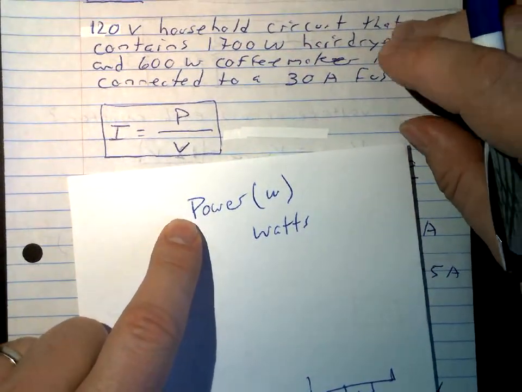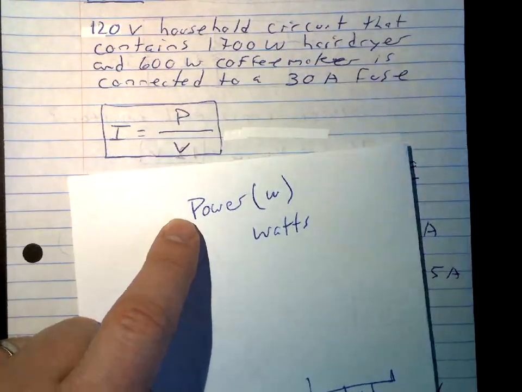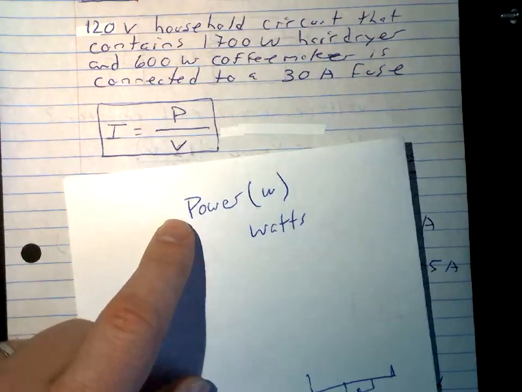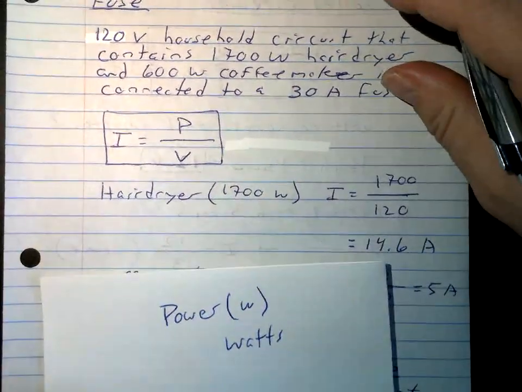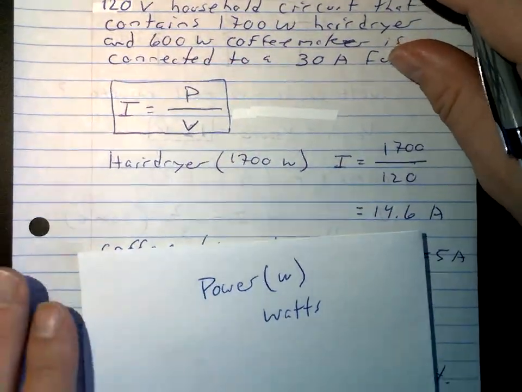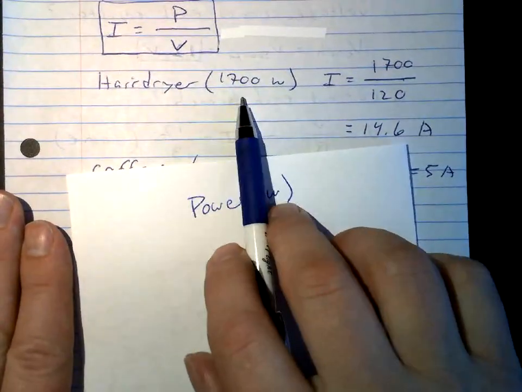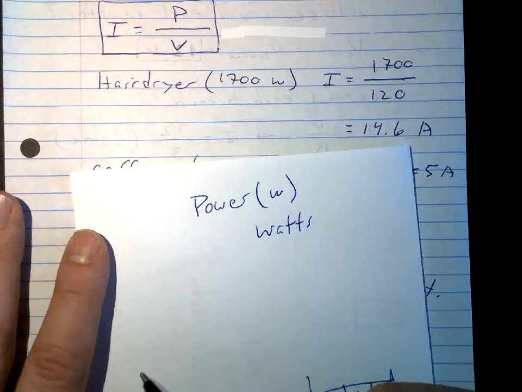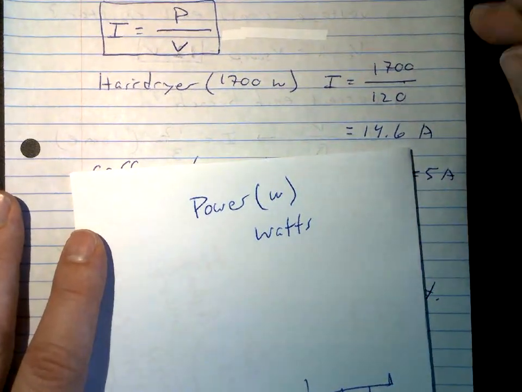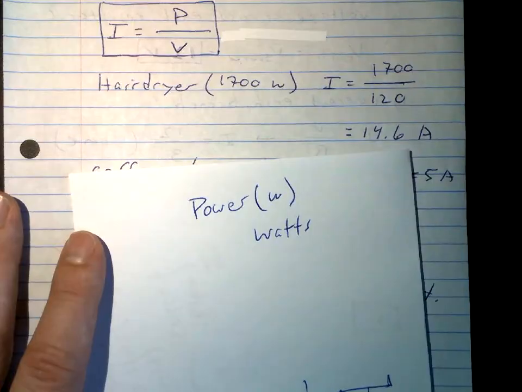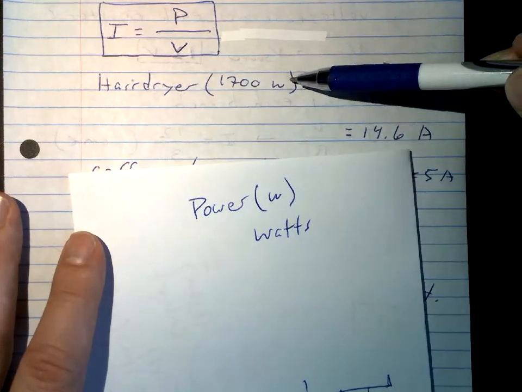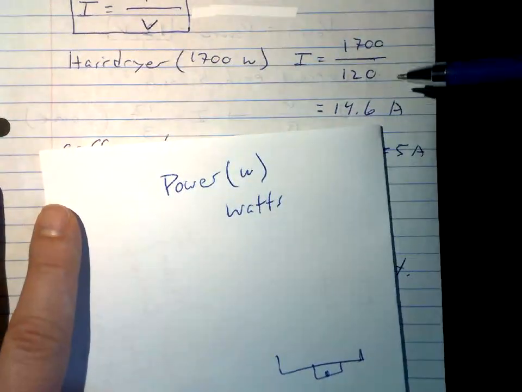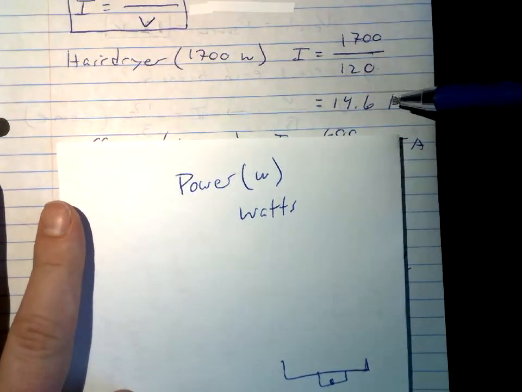So what's the power in my hair dryer? How much power am I using really? Here's my hair dryer. It uses this many watts. Hair dryers use a lot of wattage. This is why sometimes your lights go dim. You're going to take 1700 watts, divide it by how much is coming in, 120 volts. You're using 14.2 amps.